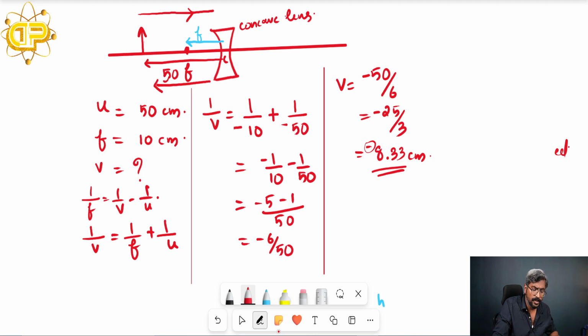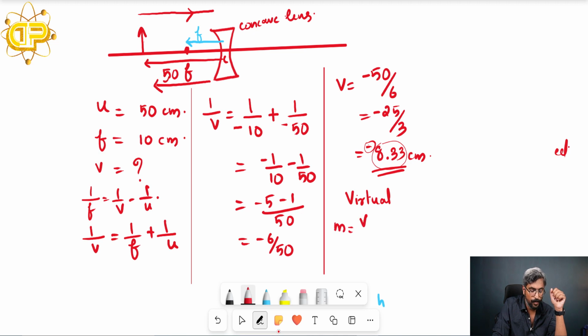Okay, so here also V is equal to this much, and that negative sign shows that it is coming to that side, the same side of the object. So obviously this will be what? A virtual image. And if you are asked one more question, that is, what is your magnification?